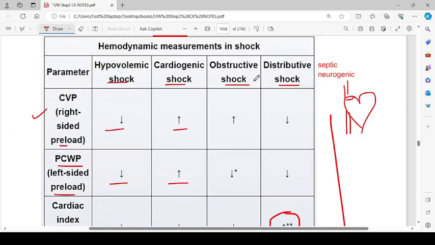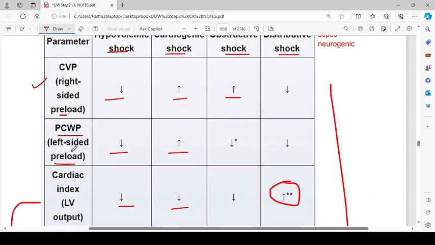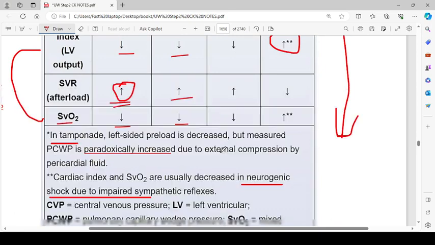Then we have obstructive shock. Now in obstructive shock, the problem is that there is some sort of external obstruction to the heart. Either it is some sort of tamponade, or a fluid that is not allowing the heart to fill properly, or maybe there is some pulmonary hypertension or a pulmonary embolism or stuff like that. But the problem is not with the heart itself. The problem is external to the heart. So in obstructive shock, the central venous pressure will increase. Pulmonary capillary wedge pressure will decrease, but not in all conditions.